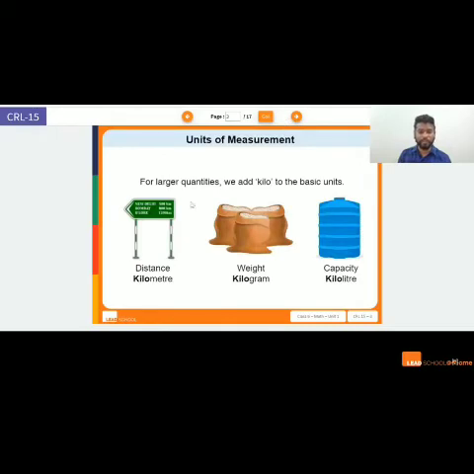For large quantities, we use kilo in the basic unit. We add kilo to the word before it. For example, kilometer, kilogram, kiloliter. So if you look at large quantities where we are talking about long distances, we talk in kilometers. When we are referring to heavy weights, we talk in terms of kilograms. And when we are talking about huge capacities of liquids like your overhead water tank, you would talk in kiloliters.